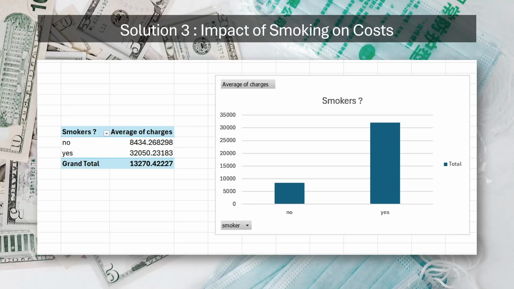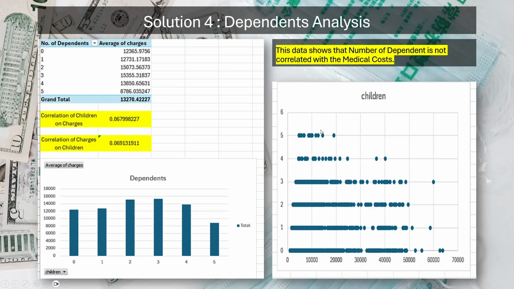So let's move on to the third question, which was the impact of smoking on medical costs. We can see that non-smokers have very much lower medical charges in comparison to smokers. Non-smokers have $8,434 of average charges, in contrast to smokers who have $32,050 on average, and this is so much more. You can see this in this graph here. Smokers' average charges are much higher than non-smokers'.